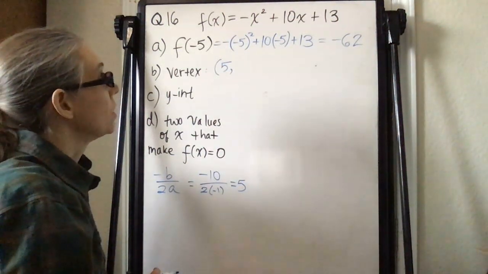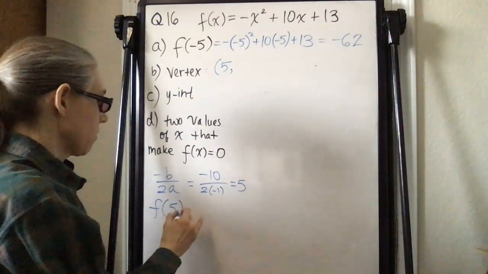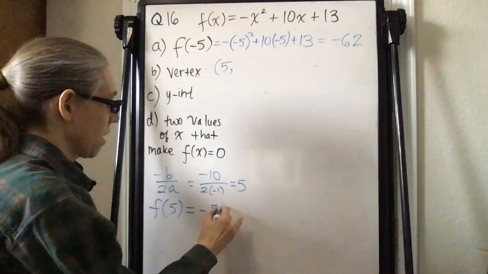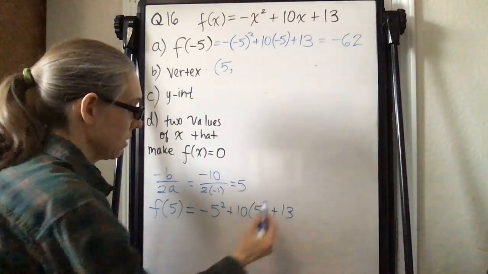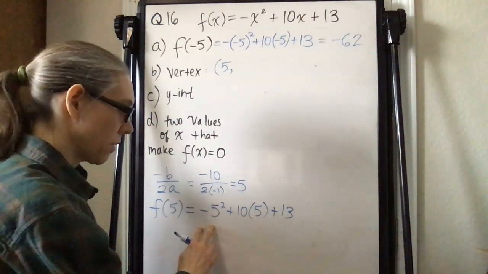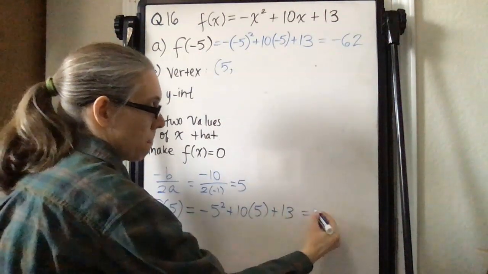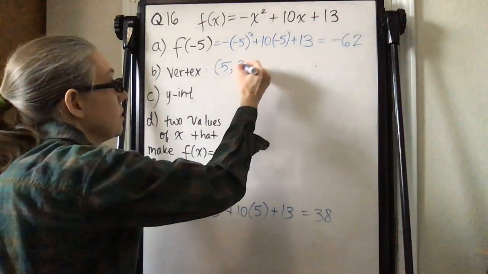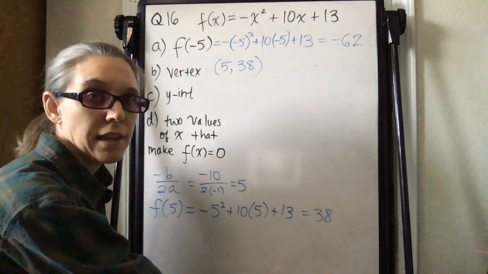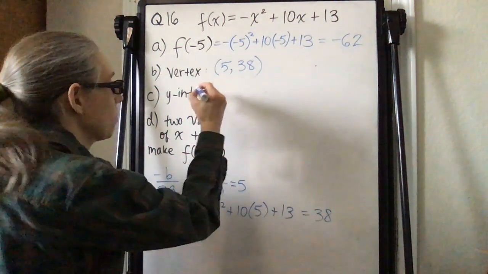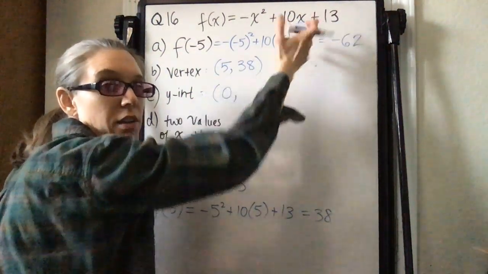And then we're going to plug that in. f of 5 is negative 5 squared plus 10 times 5 plus 13. So this is 50 minus 25, which is 25, plus 13 is 38. So the vertex is at (5, 38). For the y-intercept, just look at the c value. The c value is 13.